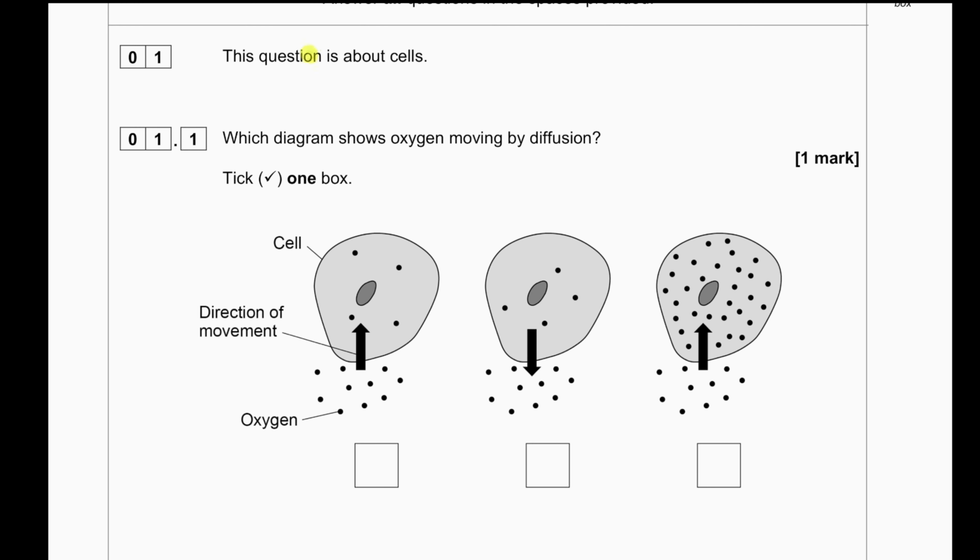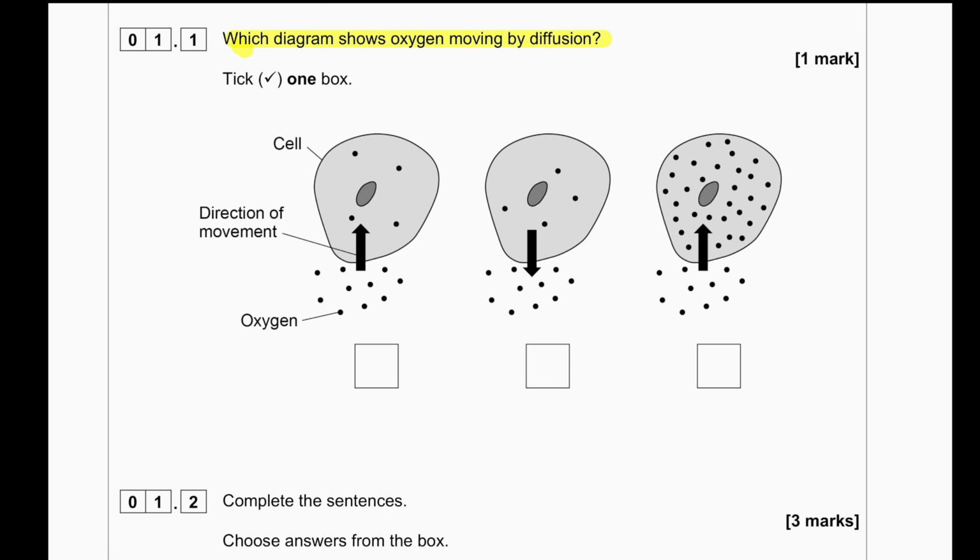The first question is about cells. Which diagram shows oxygen moving by diffusion? We can see the direction of movement and we can see oxygen molecules being outside. Now we know that oxygen is always in higher concentration outside the cell and lower concentration inside the cell. So the first diagram is correct, because we can see higher concentration of oxygen outside and lower concentration of oxygen inside the cell. Cells use oxygen for respiration.